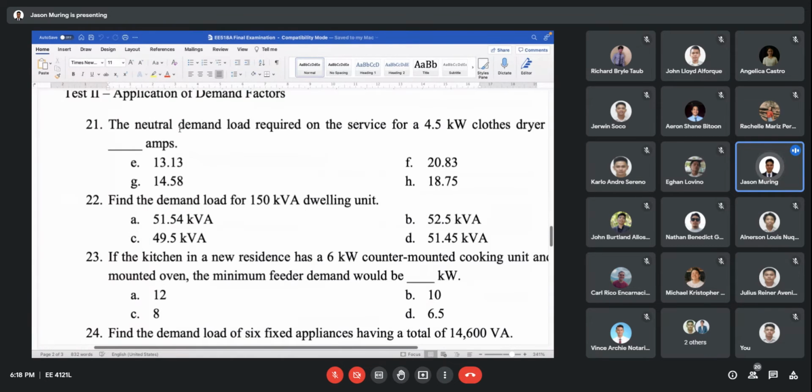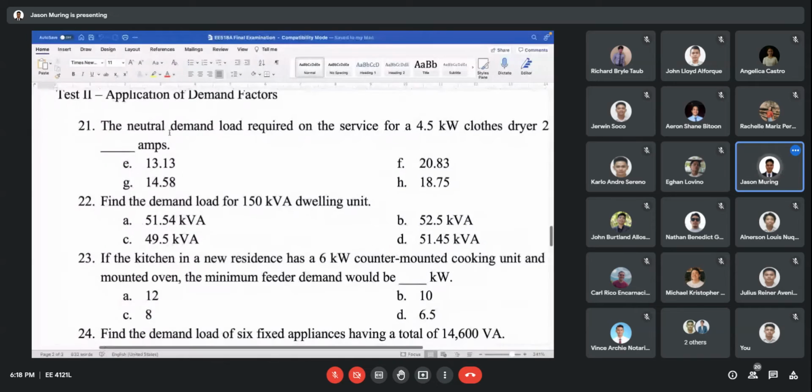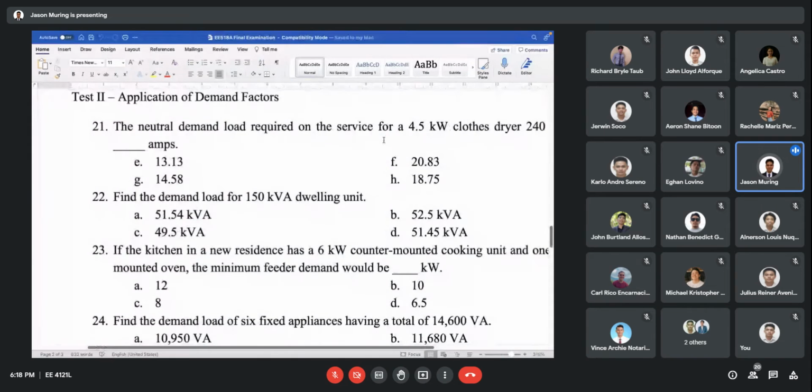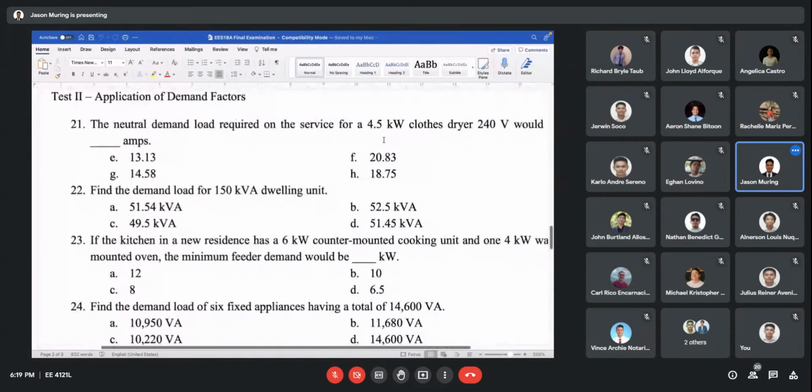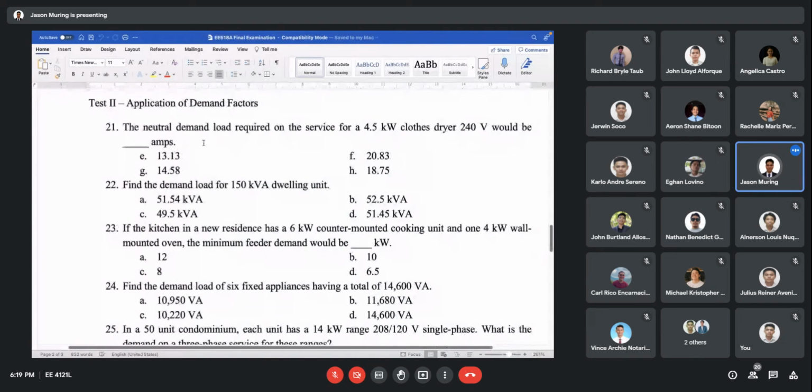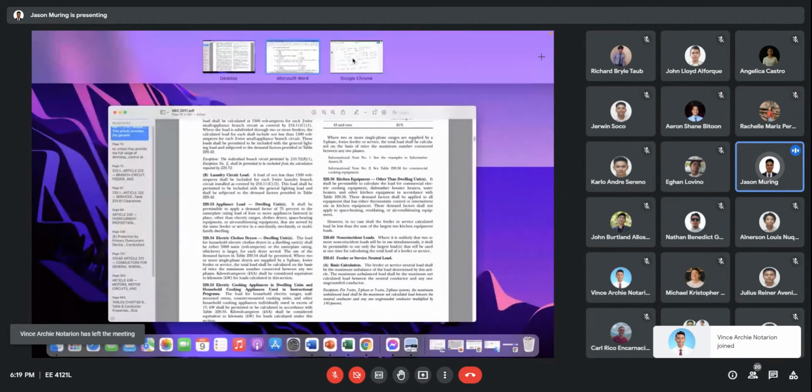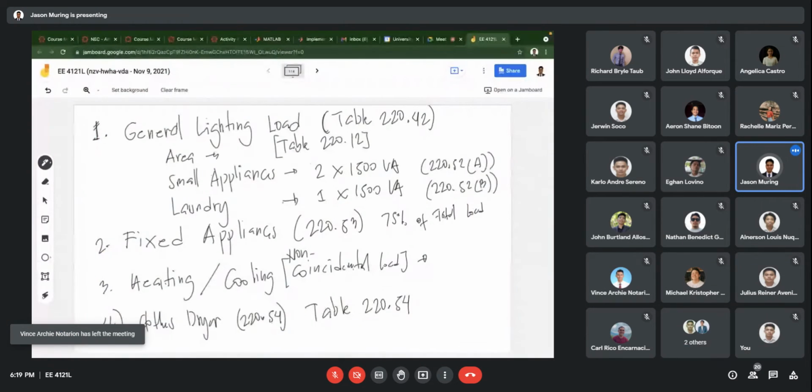Okay, so the neutral demand load required on the service for a 4.5 kilowatt clothes dryer, 240 volt, would be how many amperes? That is the question. Since this is a clothes dryer, we have to look at this part here, 220.54.